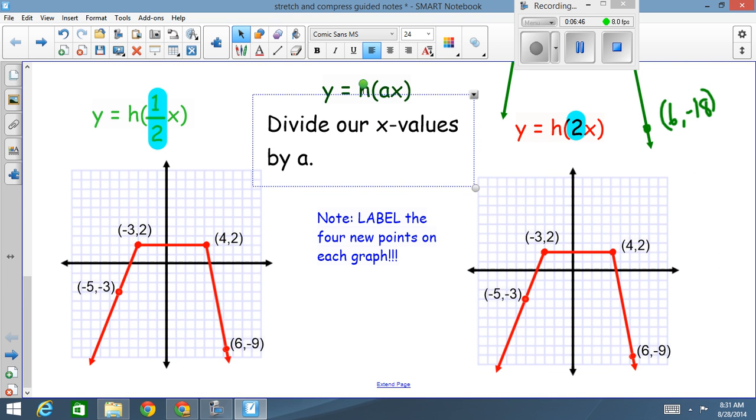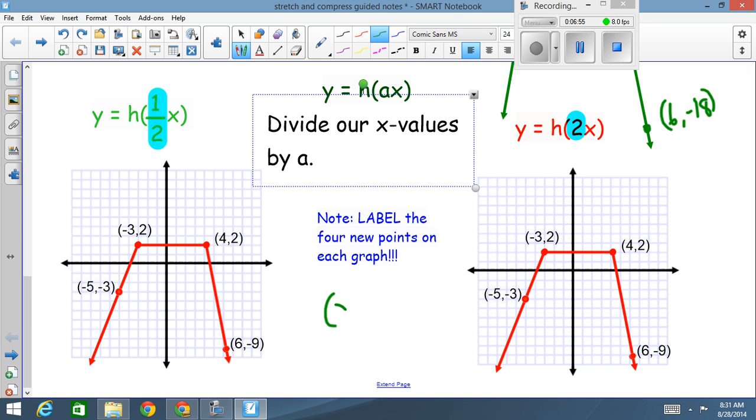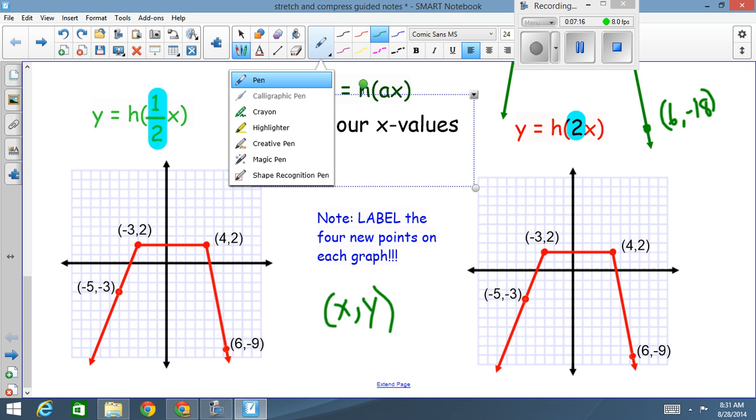So our x values, of course, in the ordered pair, we have an x and a y. Okay, so I always have an x and a y. X is our first term every time. Y is our second term. So we're going to go ahead and divide each of our x terms by a. I'm actually going to start with the second example here because it's easy to divide by 2.